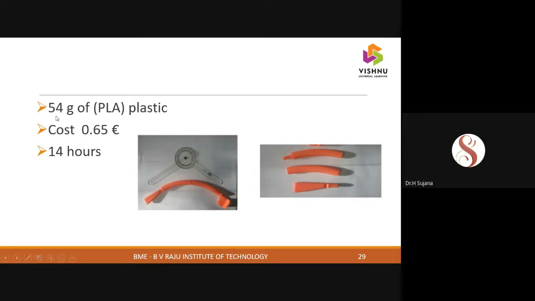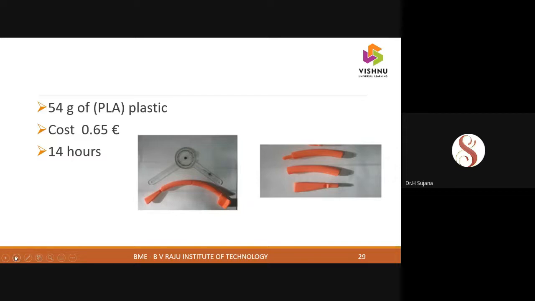And you'd be surprised at the cost. Yesterday some of the speakers were also telling that 3D printing cost depends upon the amount of material used in printing it. So it's a minimal amount, only 54 grams of PLA, that's polylactic acid material, plastic, was used in printing. And the cost of the printing is 0.65 euro. It's very affordable. And it took about 14 hours to print this fork holder.